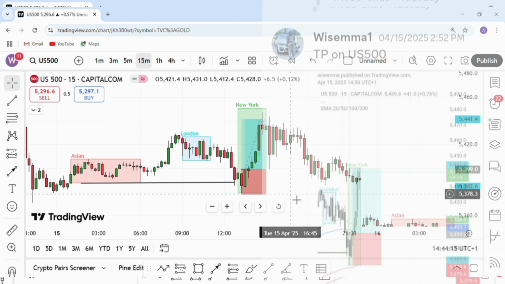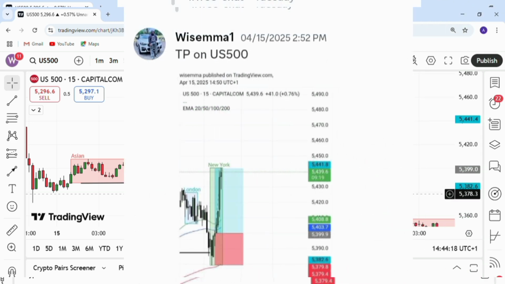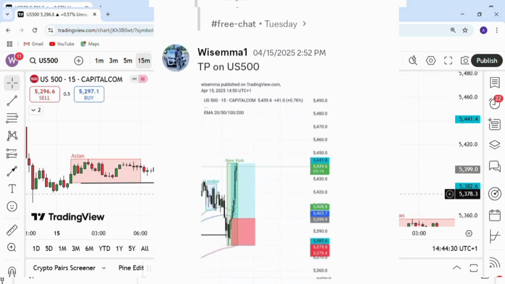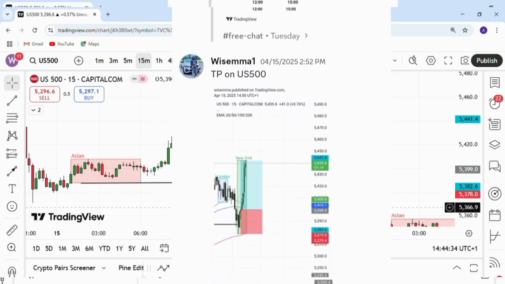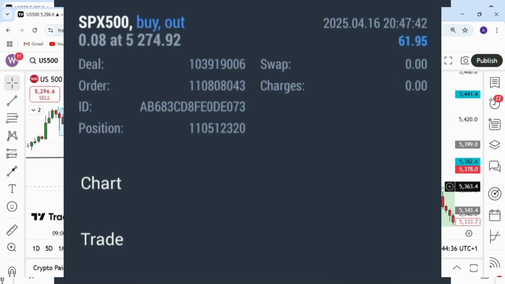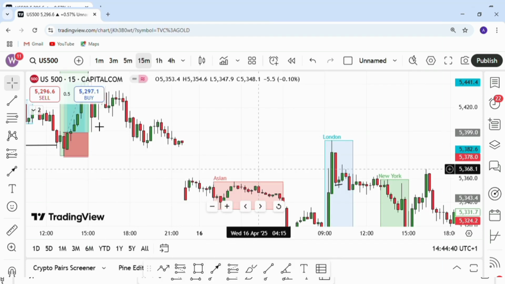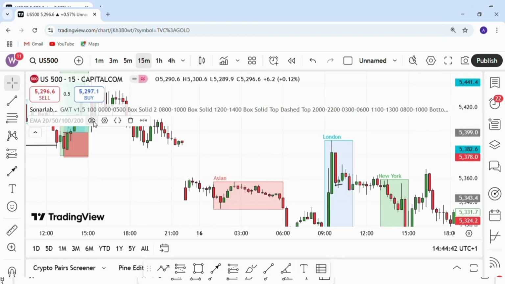This is the trade. I posted it in my community, and this is the outcome of the trade. This is the live NT5 execution. So we go to the next day, which is Wednesday. That was Tuesday. On Wednesday, let us look at our direction and see what we are looking for on the day.